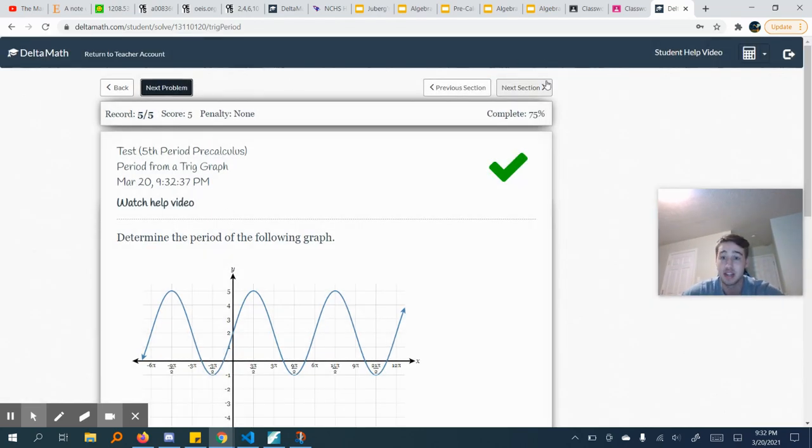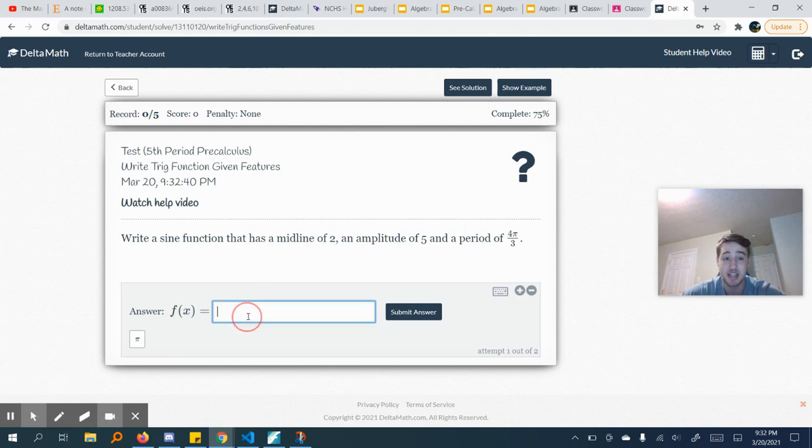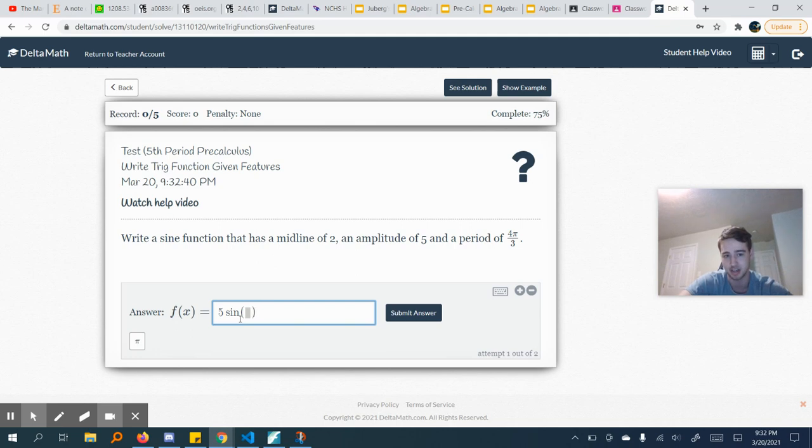And then the last section on this assignment is going to be a sine function that has a midline of 2, amplitude of 5, and a period of 4 pi over 3. So we've got 5 sine. So the amplitude is a coefficient when you're writing a function. And the midline is the constant that you add.